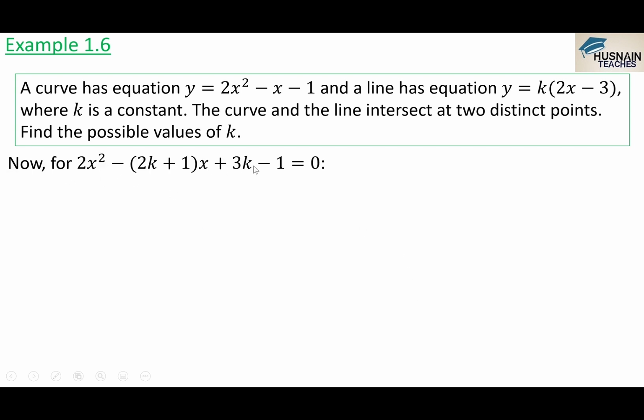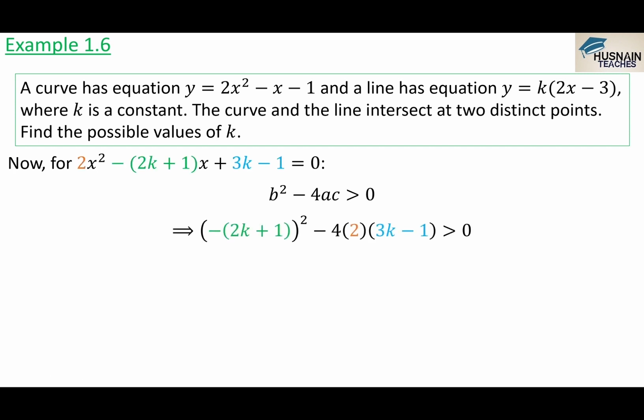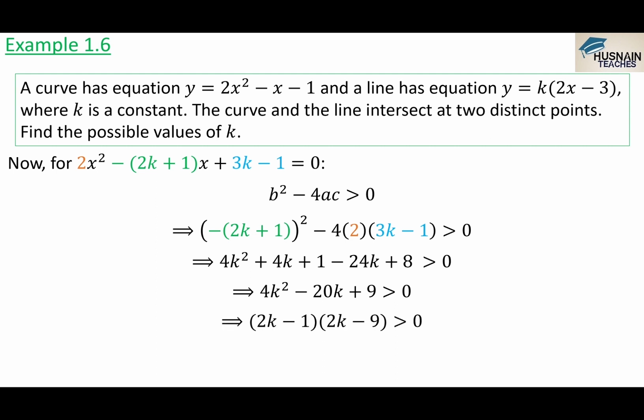Now, if I take the simplified equation that we got in the previous segment, and substitute the values into my inequality for the discriminant into their appropriate places, I have this here. I'm going to expand, simplify, and collect like terms. I simplify into 4k squared minus 20k plus 9 is greater than 0. The next thing to do is to factorize, and if you need to draw your sketch, go for it.